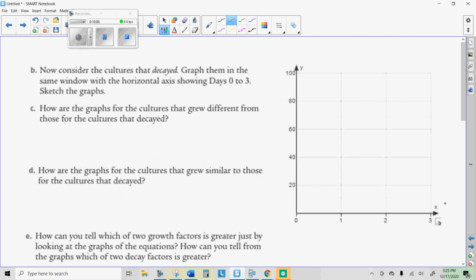And now to do the two decay ones, again, you're going to start at 100. And the one that multiplies by 0.5 goes down to 50 after 1 day, then down to 25, then down to 12 and a half. So that's that one. You can go ahead and do the other one and answer those.